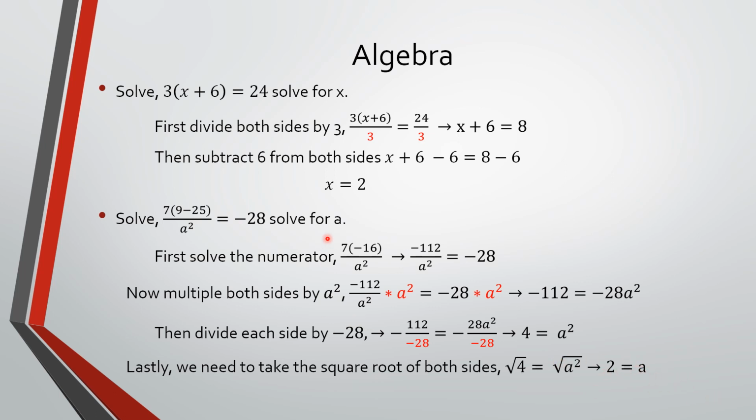So in the original equation, if we put a 2 here, it's going to equal negative 28. It can also equal a negative 2 in this case. When you take the square root of things, it can also be the negative, but for simplicity, we're going to say that it just equals 2 here.